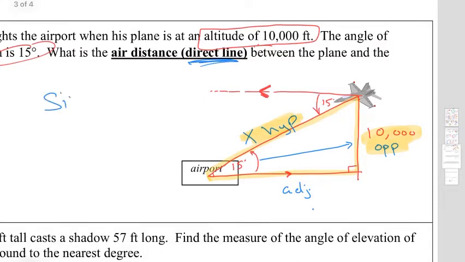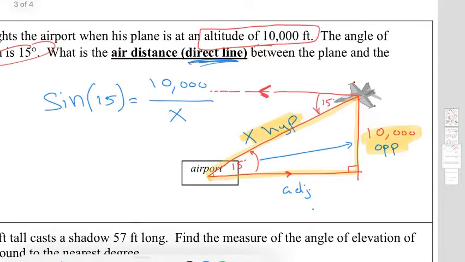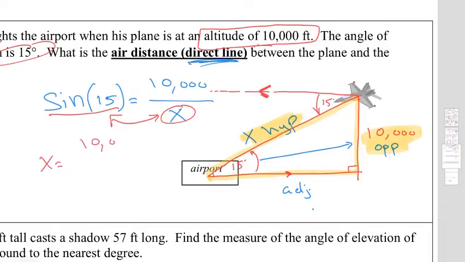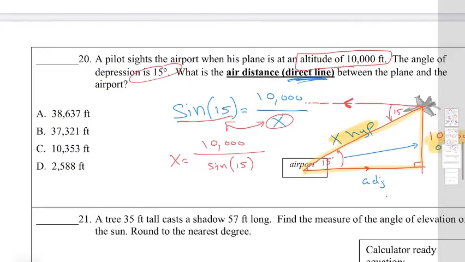The equation I'm going to use is sine, with my angle of reference being 15 degrees. Sine is always opposite, which in this case is 10,000, over hypotenuse, which in this case is x. Remember, whenever x is in the denominator, we switch these two things. So x would be 10,000 over sine of 15. That's exactly what I'm going to put in the calculator, and when I do, I get x to be 38,637 feet.